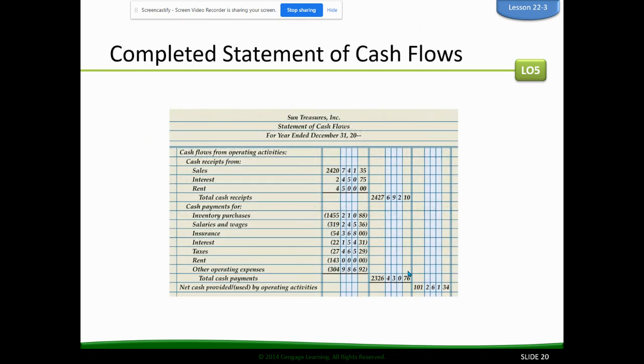So you'll be given all the numbers. All you'll need to do is do some calculating. Notice the parentheses around these numbers. That parenthesis means it's negative, guys. So negative inventory purchases, just be aware of that. When you're spending, their cash payments are going to be negative. That's why they all have those negative numbers on them.